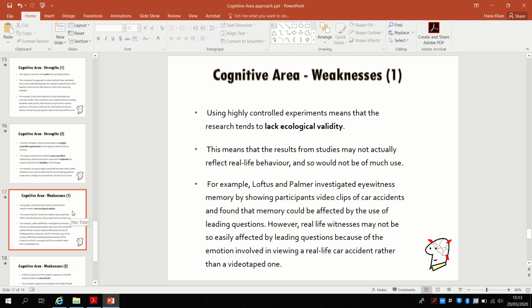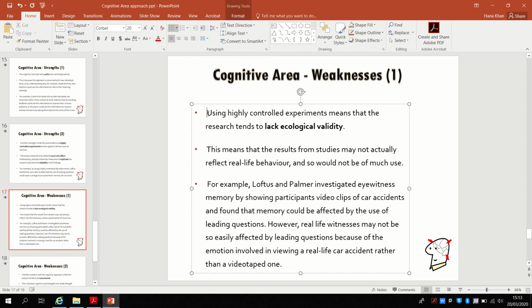So the next one we've got is the weaknesses. Using highly controlled lab experiments, or tending to use, it should say, tending to use highly controlled lab experiments, generally means that the research in the area lacks ecological validity. This means that the behaviour from the studies may not actually reflect real life behaviour and so would not be of much use. So basically it's lowering its usefulness.